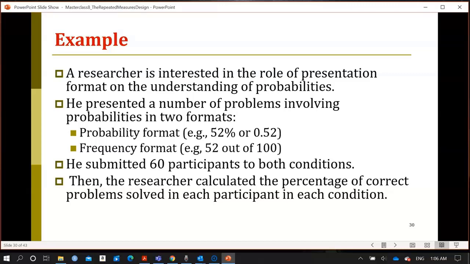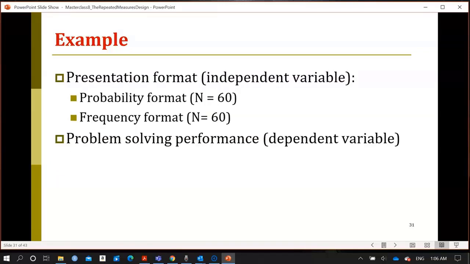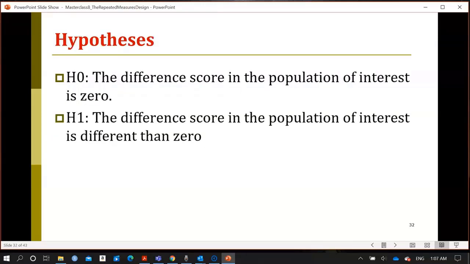And then the researcher calculated the percentage of correct problems solved by each participant in each condition. So we've got the independent variable, which is presentation format, and we've got two values, probability format and frequency format. And we've got 60 observations in each of these two conditions. Then the dependent variable is problem-solving performance. The null hypothesis is that the difference score in the population of interest is 0, and the alternative hypothesis is that the difference score in the population of interest is different than 0.